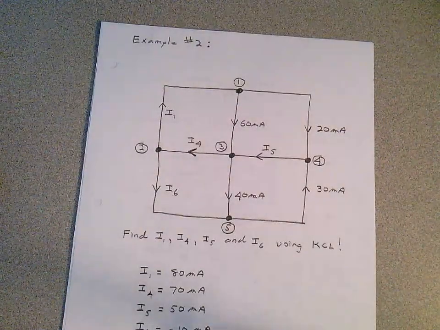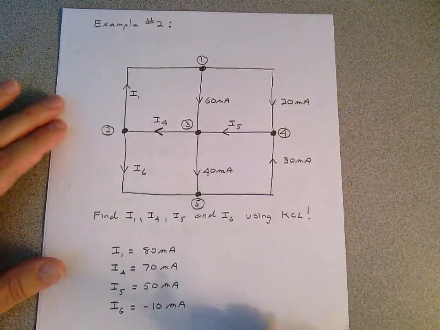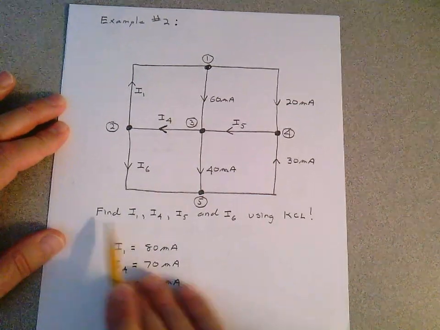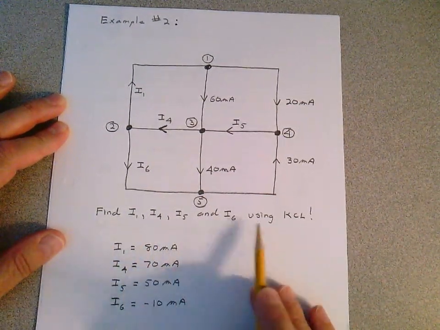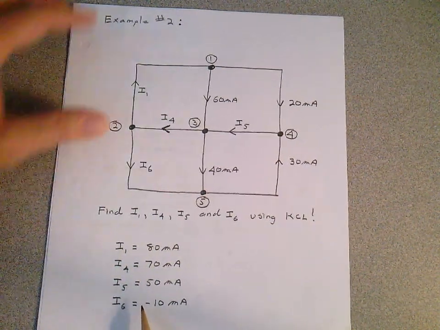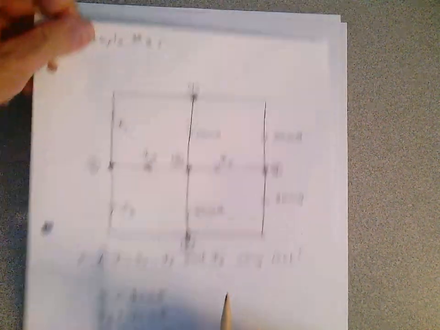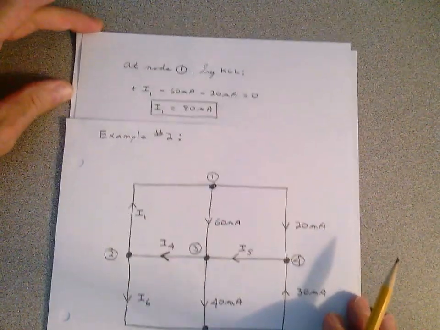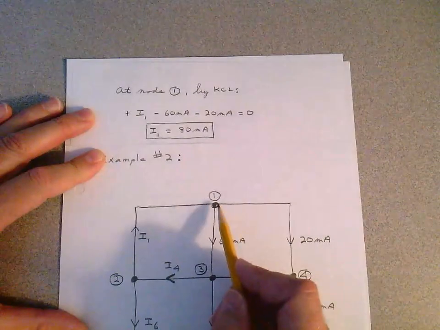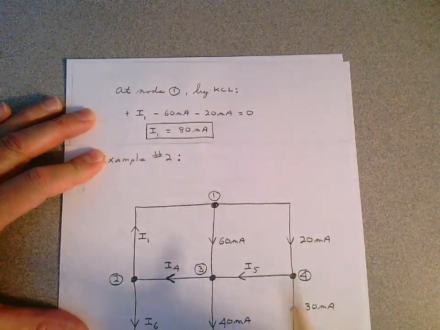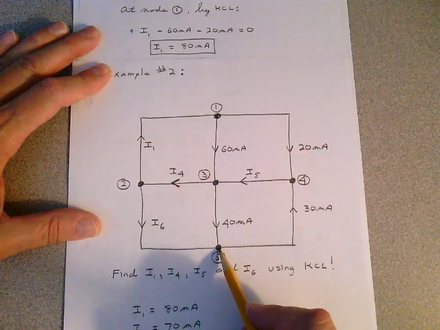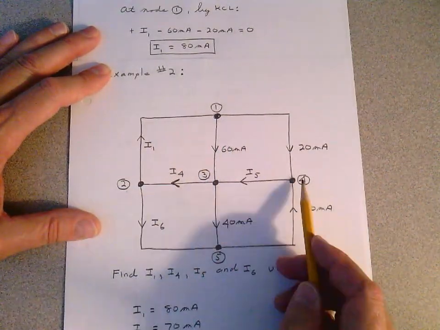Continuing on. Let's take a look at example 2. There's another network, and I want you to find I1, I4, I5, and I6 using Kirchhoff's current law. And here are the answers. Let's do a couple of them. First thing I do is assign nodes. I already assigned the nodes for you. A node here, a node there, a node there, a node there, a node here, and a node here. There are my nodes: 1, 2, 3, 4, and 5.